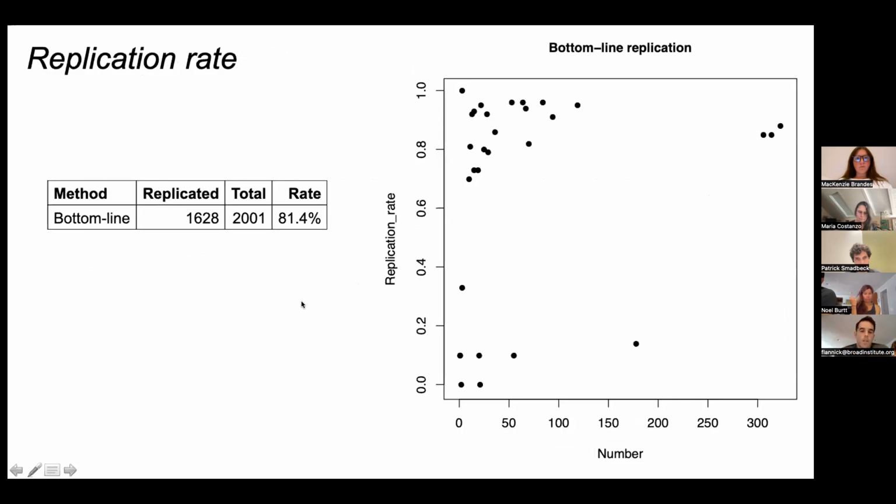So here are the overall statistics. Again, remember, this is not the original results because we're running this in this kind of fake validation scenario, not fake, but the reduced one. So the bottom line finds 2001 associations overall, and 81.4 of those replicate in the larger data set.